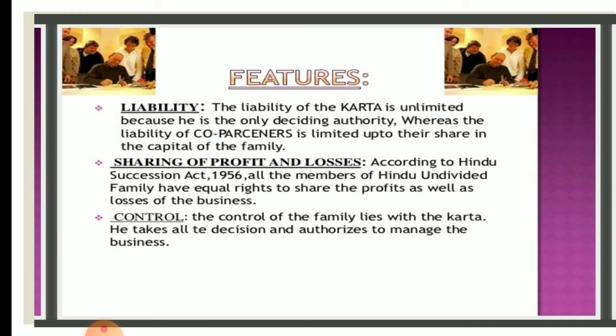Now the liability of the elder person, that is the karta, is unlimited, because he alone is responsible for deciding authority. And the liability of the co-partners, the other 19 members, is limited to their share in the business. Only the karta has unlimited liability.